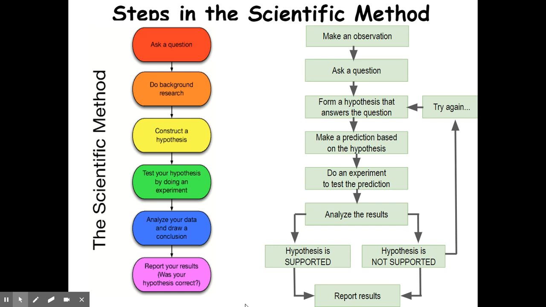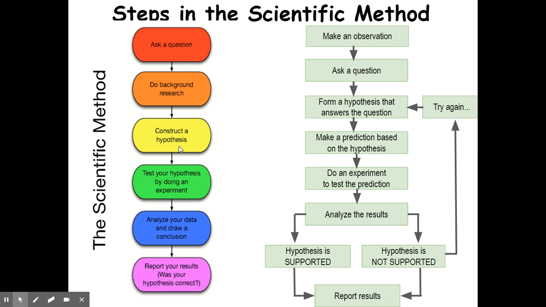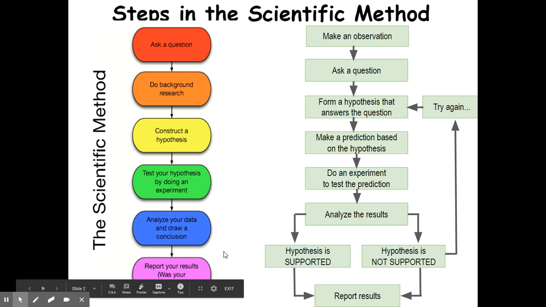And it's important for you to understand that it's not always a 1, 2, 3, 4, 5 as far as where we start and where we end up, because sometimes we have to rethink and go back through the steps again. So yesterday when we started out in the notes, we looked at asking a question, doing background research, constructing our hypothesis, testing the hypothesis by setting up an experiment, drawing conclusions, and then finally reporting the results.